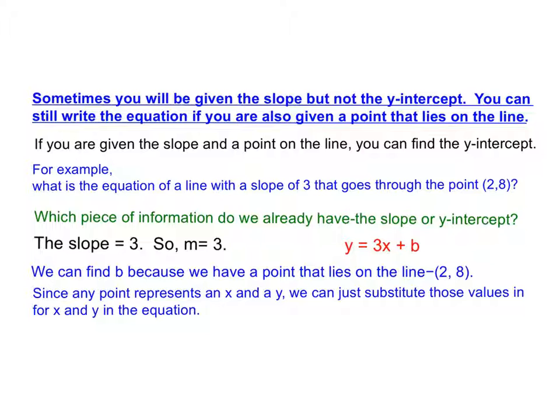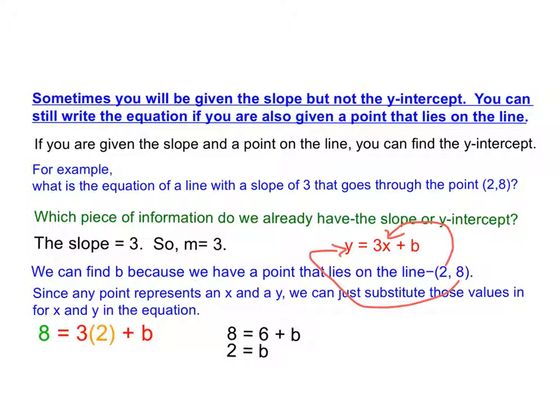What I'm going to do is take 2 and put it in place of x, and take 8 and put it in place of y. And that's what I've done down here. So what's 3 times 2? 6. So what's b have to equal? 6 plus what equals 8? 2. That's one way to look at it. If you wanted to, you could solve it by subtracting 6 from both sides. So b equals 2, which means now I have the slope and the y-intercept.